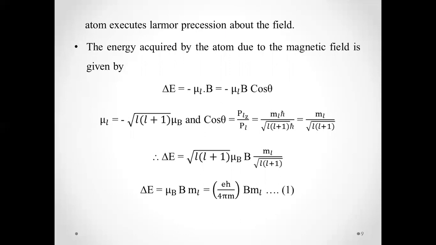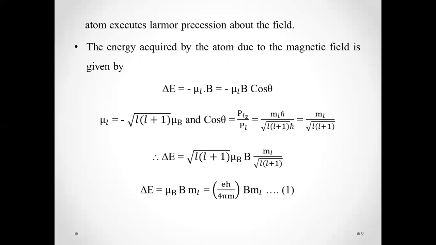The energy acquired by the atom due to the magnetic field is given by delta E is equal to minus mu L dot B. The negative sign is because of the energy supplied by the magnetic field. Now, applying the dot product, we get minus mu L into B into cos theta.